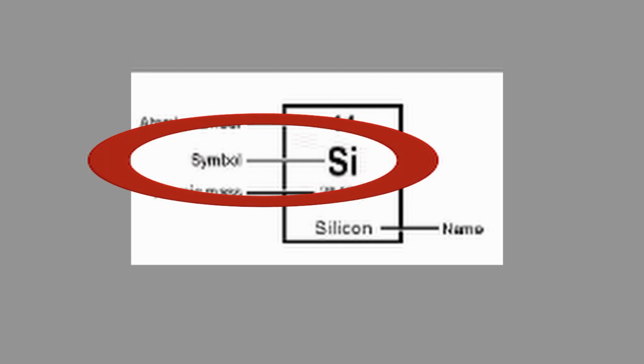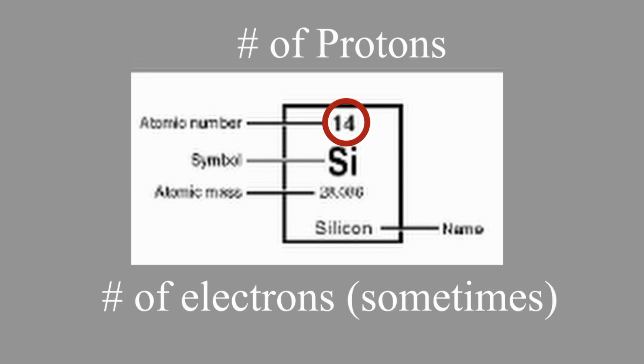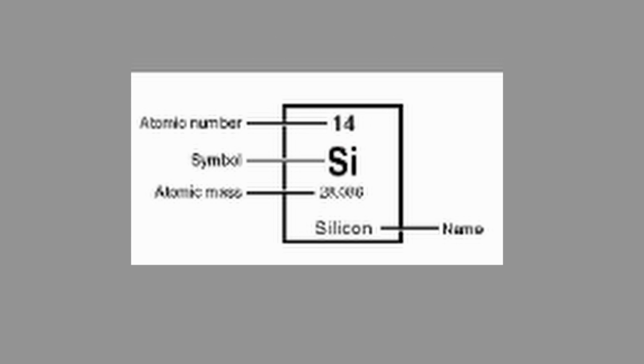Now, let's travel over to our friend, the periodic table. First of all, we have the atomic symbol. Easy enough. At the top, we have the atomic number. This tells us how many protons we have in the atom, and if the atom's neutral, it also tells us how many electrons there are, because they're the same. Remember that if the top number changes, the element is different.